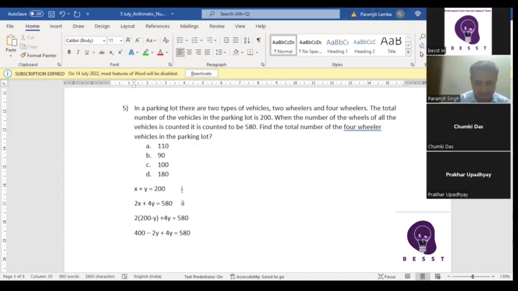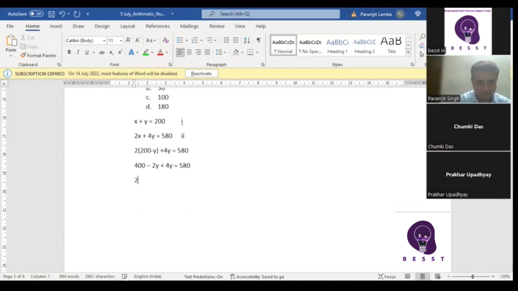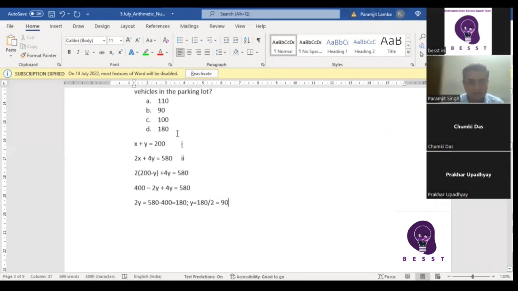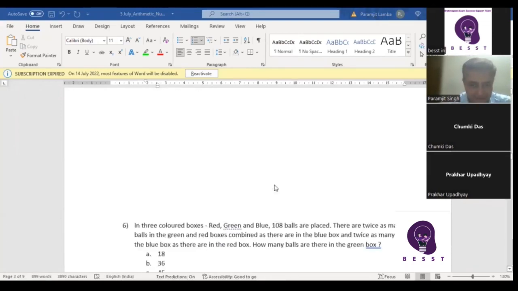So then 2Y equal to 580 minus 400, equal to 180. So Y equals 180 divided by 2, which is equal to 90. Yes. So the answer is B, 90. Correct answer? If you haven't understood, please let us know. We can repeat this. Okay, good. Thanks, Rahul, for the confirmation.